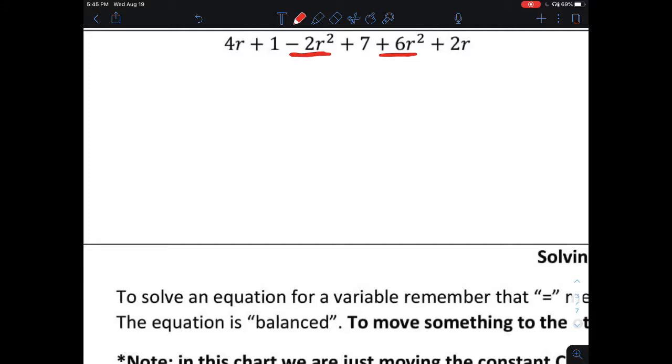When I put them together, the term part stays the same. So I just want to know how many r squareds do I have? -2 plus 6 gives me +4. So I have 4r squareds. Now I move to the next component.